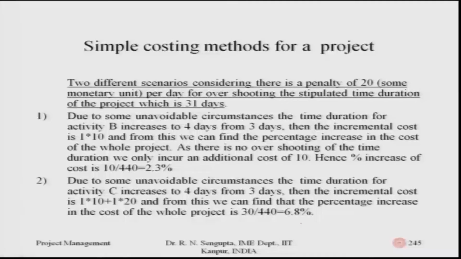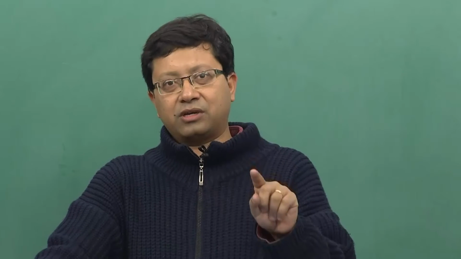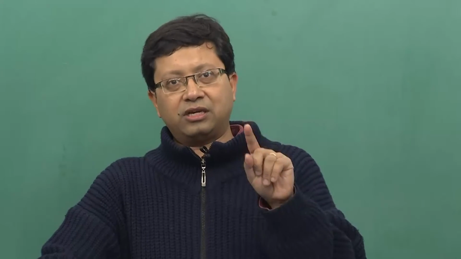Now consider two different scenarios, with a penalty of 20 monetary units for overshooting the stipulated time duration of the project, which is 31 days. Due to some unavoidable circumstances, let us consider the time duration for activity B increases from 3 days to 4 days. Then the incremental cost would be the number of days, which is 1, times the cost per unit day, which is 10. We will consider it is not increasing; it is a linear constant function, as I mentioned.